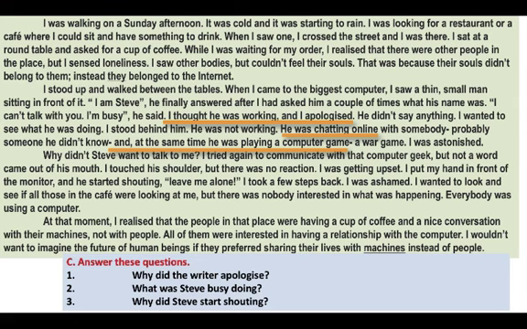So he was chatting online with somebody, probably someone he didn't know. Or let's paraphrase this. He was chatting online with somebody and playing a computer game. Full stop. Number 3. Why did Steve start shouting? Because the writer put his hand in front of the monitor. That's why Steve was shouting, because the writer put his hand in front of the monitor.